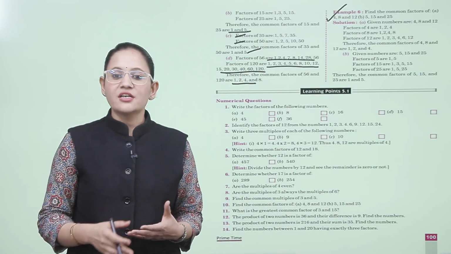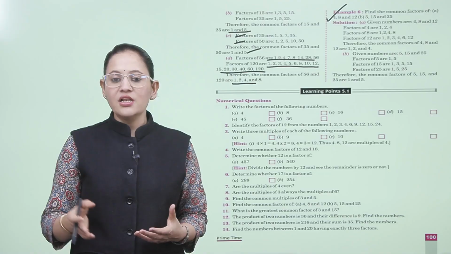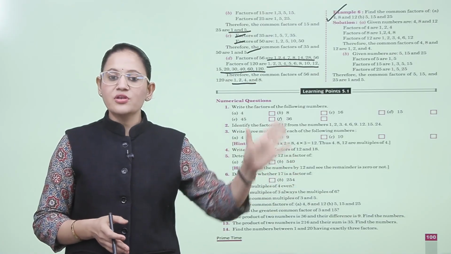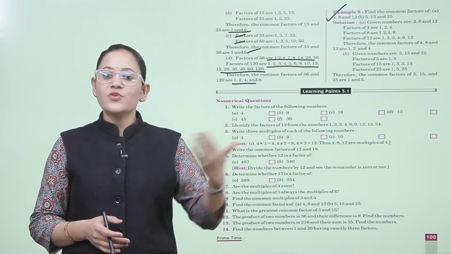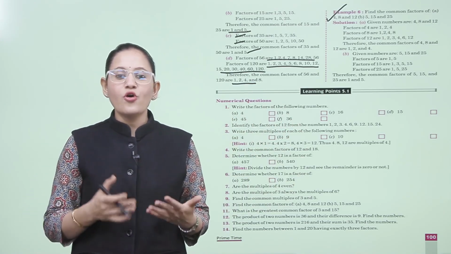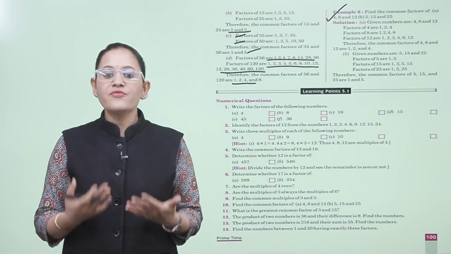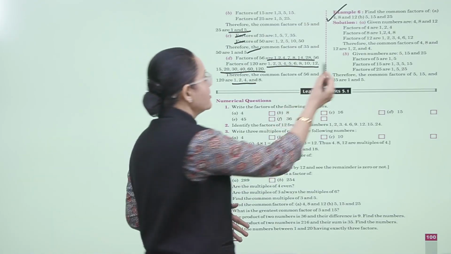Find the common factors of 4, 8 and 12. First we will find the factors of 4, 8 and 12 separately. Then we will see which are the common factors. So, in 4, 8 and 12, the common factors are 1, 2 and 4.